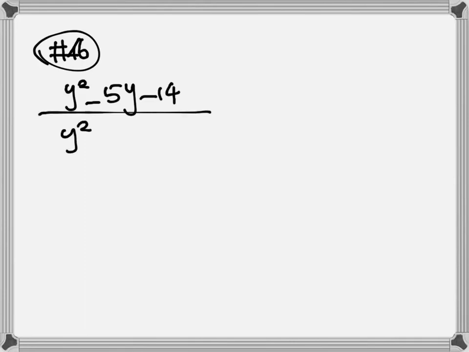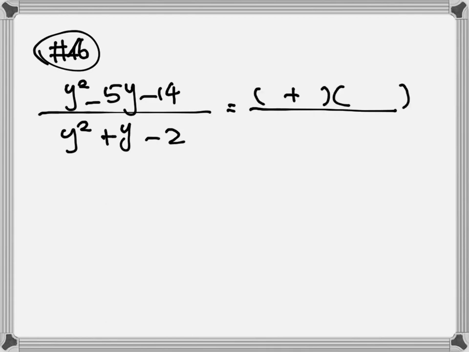Number 46, we have y squared minus 5y minus 14 over y squared plus y minus 2. So here, top and bottom, we're going to factor the trinomial, which is related to chapter 5.2. So 5.2 is very, very important. You have to know how to factor the trinomial. So for the top, we're going to factor the trinomial. This will be a plus and a minus.